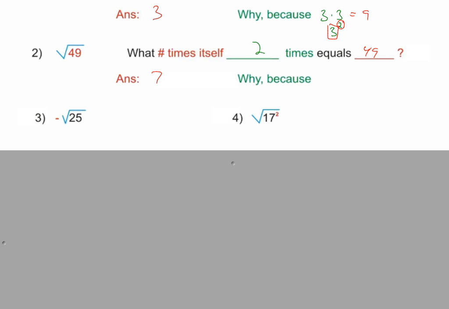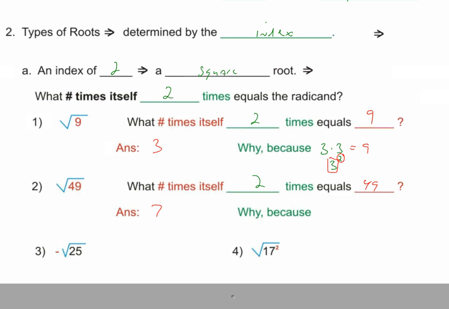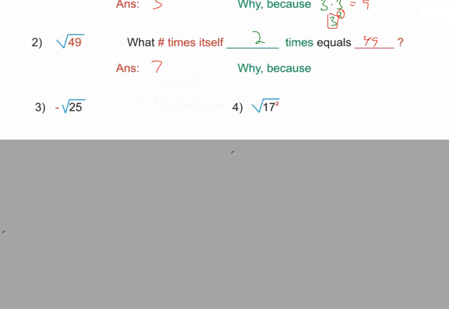Okay, so number 3, that negative is clearly outside of the radical, correct? And that would be the same as a negative 1 times the square root of 25. So here I'm going to do it below. You still have the negative, and then what's the square root of 25? Well, that's a 5. And in this case, the answer is negative 5 because of the negative out in front. Again, we're only dealing with principal roots, and that's fine.